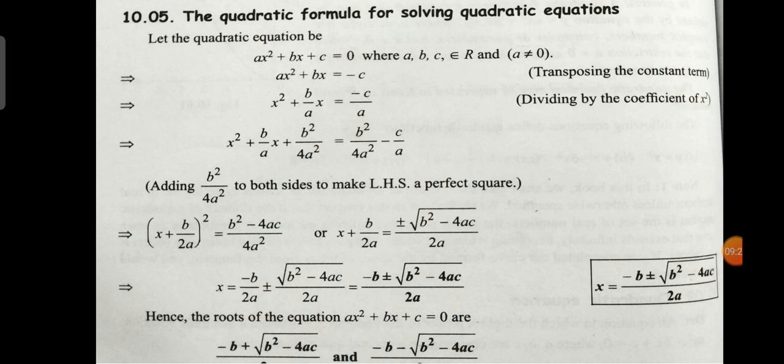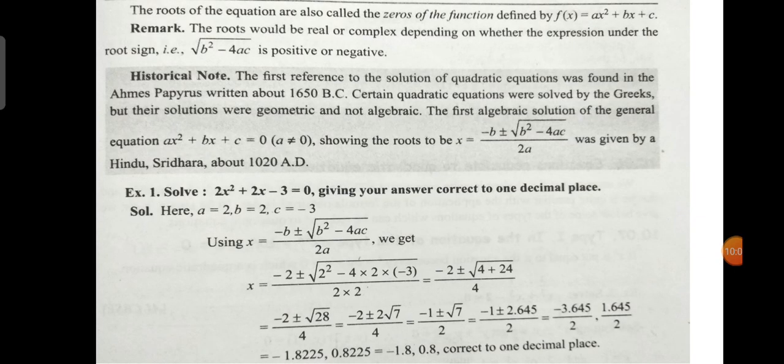The proof is not important. You have to remember the quadratic formula for the equation: x is equal to minus b plus or minus root of b square minus 4ac by 2a, where a, b, c are constants belonging to R, and a not equal to 0. This is a very important formula.